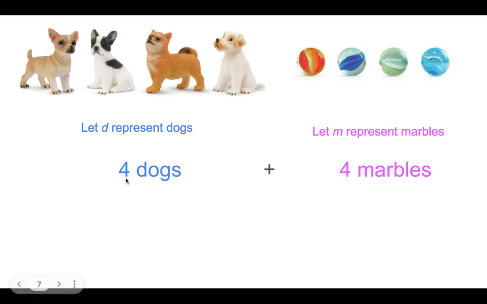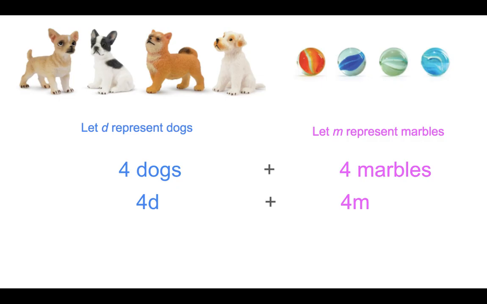So now I can shorten this. Instead of writing 4 dogs, I can write 4D, the 4 representing the 4 different dogs. So I have 1, 2, 3, 4 dogs, so it would be 4D. If I had 5 dogs, it would be 5D. And for the marbles, I have 4M. Now, I cannot put the 4D and the 4M together because dogs and marbles are 2 different objects. So this is my expression in simplified form. I can't go any further.